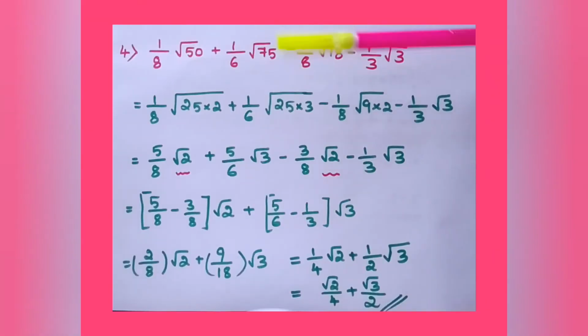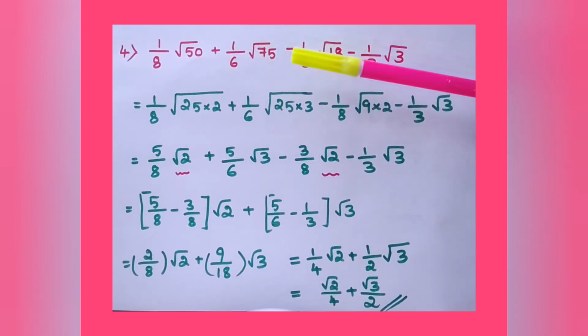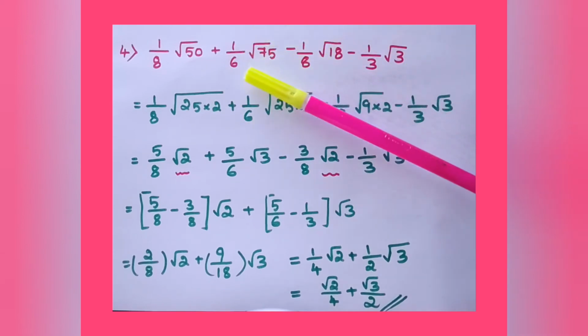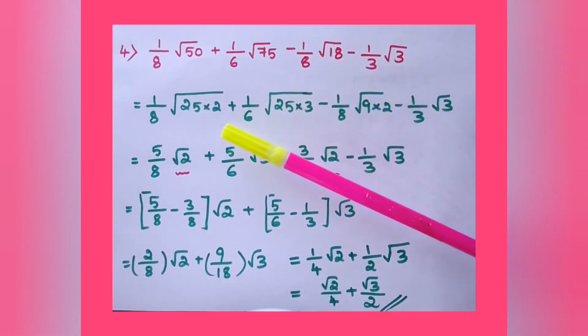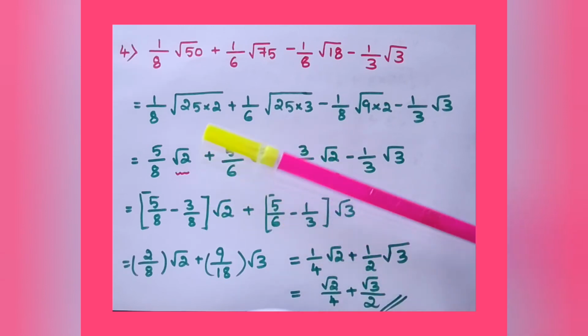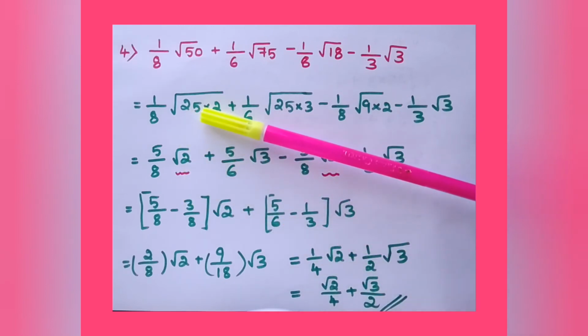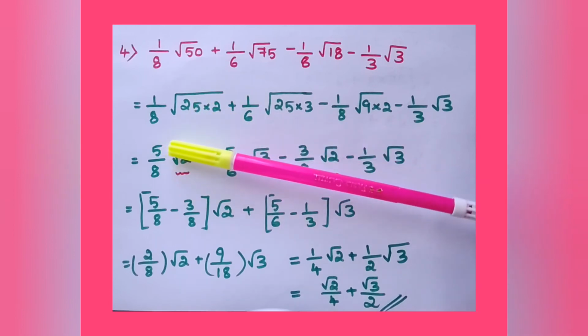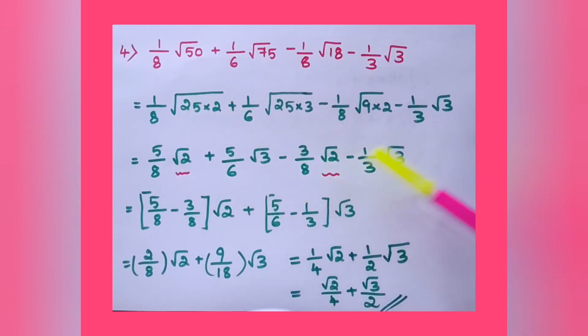Next, another type of question. 1 by 8 root 50 plus 1 by 6 root 75 minus 1 by 8 root 18 minus 1 by 3 root 3. So same way, you don't worry about this which is given in fraction. Just simplify these surds as usual. How do you do up to this step? Further, you can take this value, the square root of 25 is 5. So that will go to the numerator obviously, and hence we get all this step.